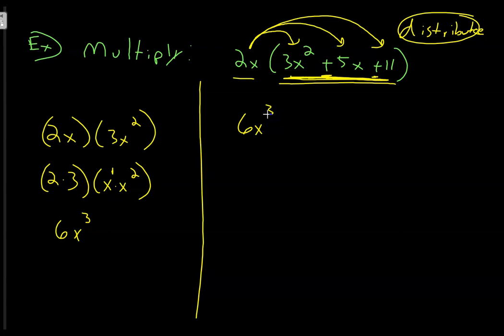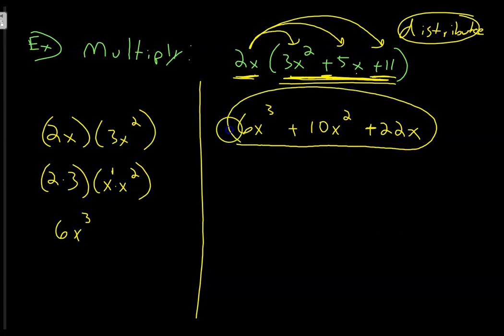Then the second one is 2x times 5x. 2 times 5 is 10, and x times x is x to the second. Then 2x times 11. This 11 doesn't have an x, so you only multiply the 2 and the 11. It becomes positive 22, and the x stays with it, so it becomes 22x. So this product is 6x to the third plus 10x to the second plus 22x.